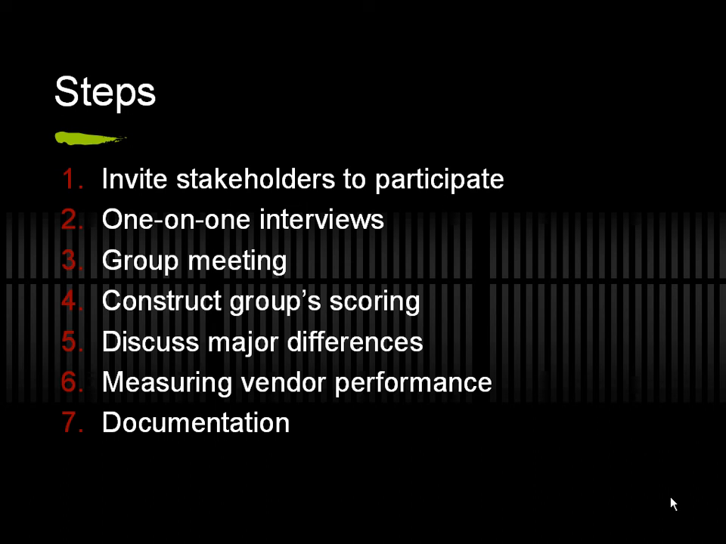In step 6, the group measures the vendor's performance and uses the consensus model to arrive at one overall score for the vendor. In step 7, the facilitator documents the group's consensus model and the vendor scores and distributes the results throughout the organization.